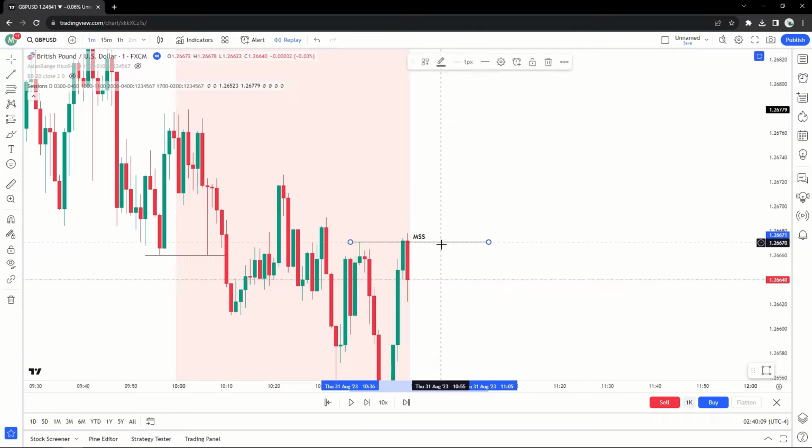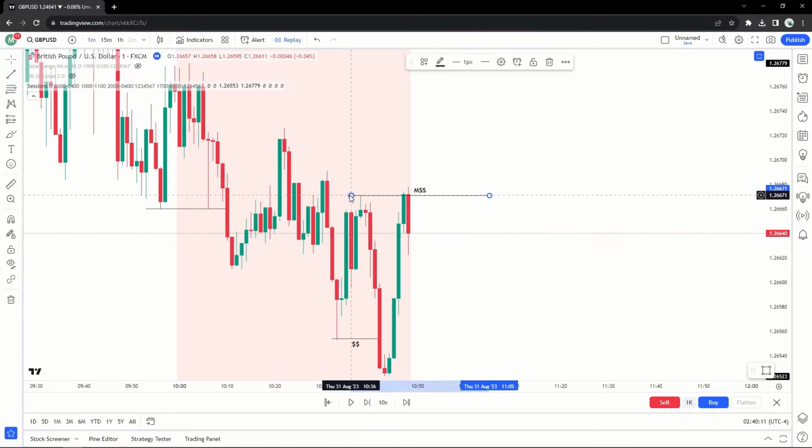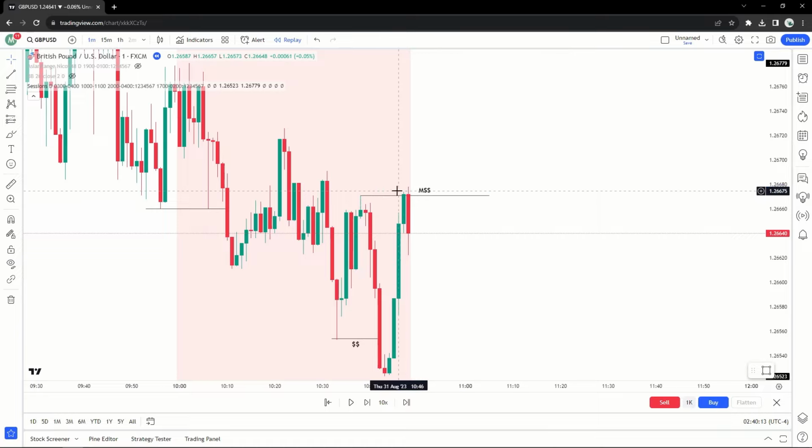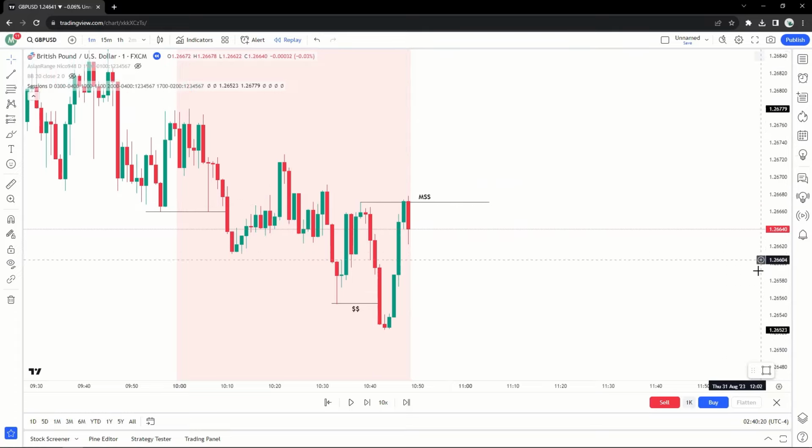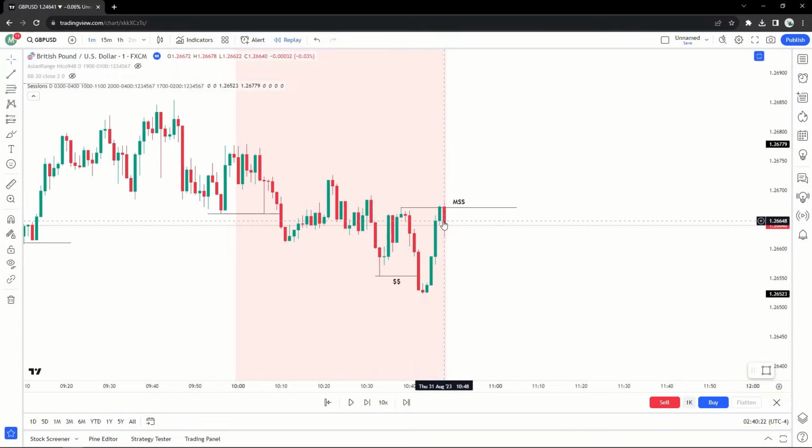Okay, we've broken above this high with a candle. Okay, we haven't wicked above it, we've broken it with a candle. It is a little candle, but we've still broken above it with the candle. Okay, simple as that. Now, our market structure shift, did it have an imbalance?